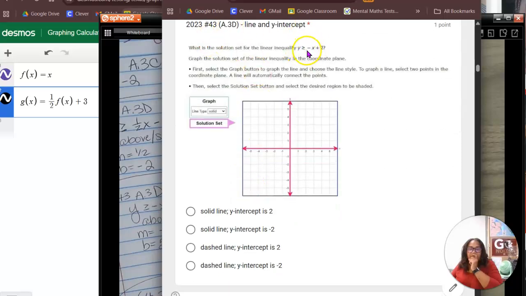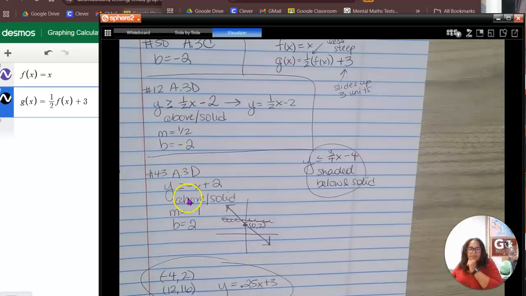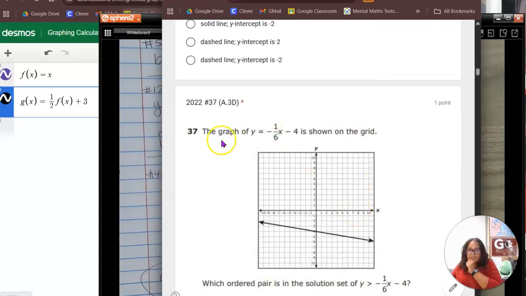A3D, y is greater than or equal to negative x plus 2. Did I already write this one down? I did. Okay, this one looks like a repeat, but it's this one all over again, shaded above and solid. Solid line, y-intercept is 2, right there.